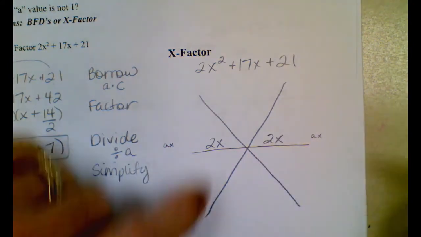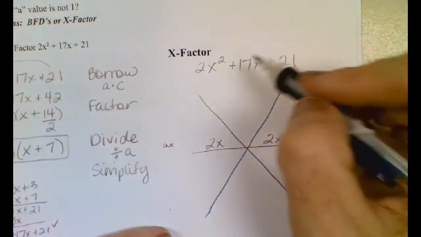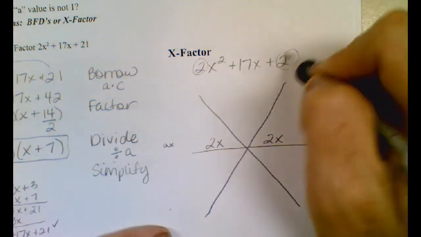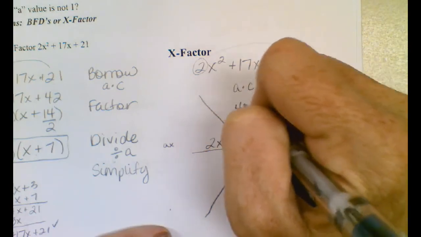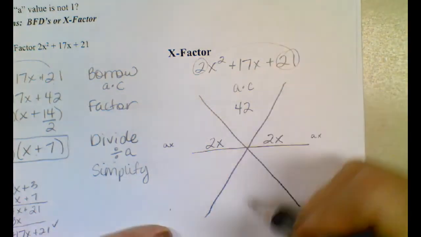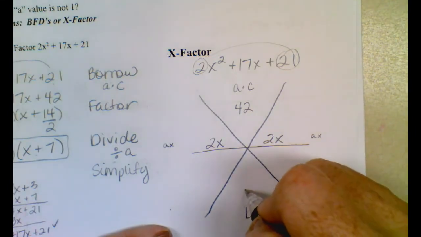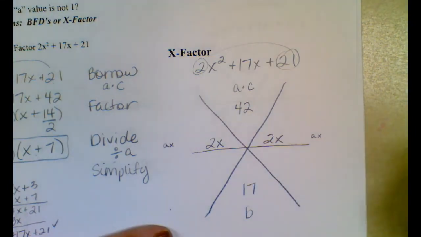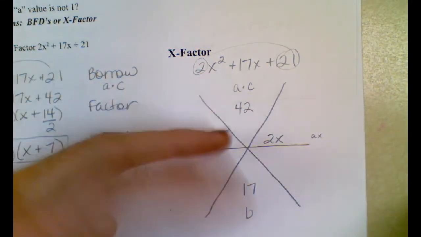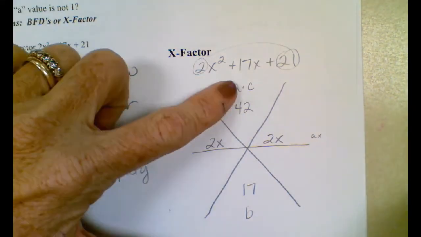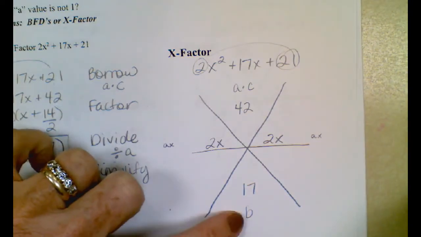Okay? Then in this area up here, you're going to put your A times C value. So A times C in this case is 42. And in the bottom, you're going to put your b value. Now, depending on who teaches it to you, that AC and B might be flipped. It's really irrelevant as long as you remember which one is a product and which one is a sum.